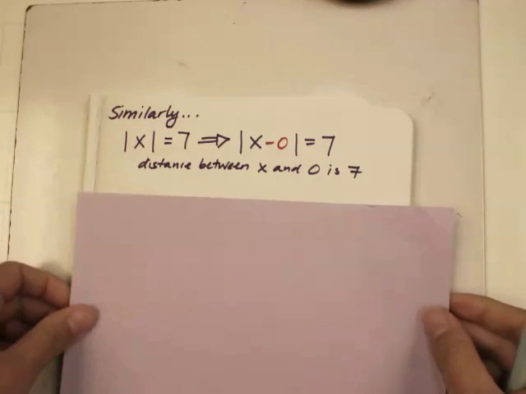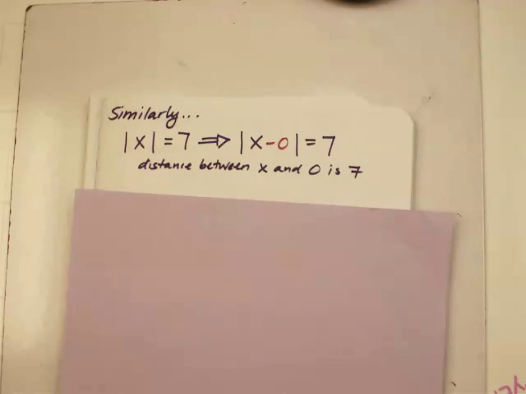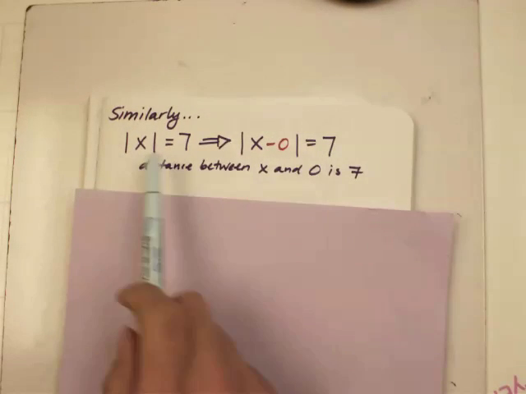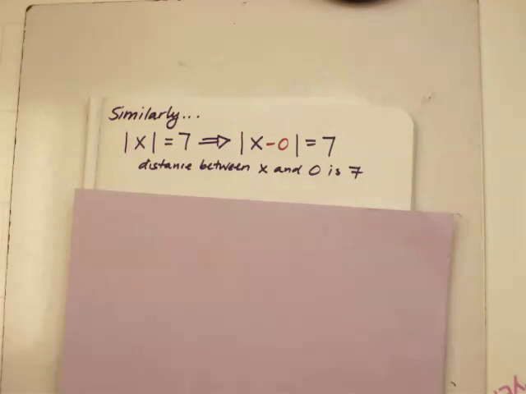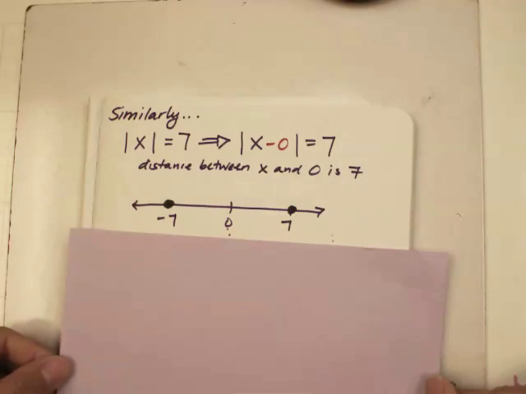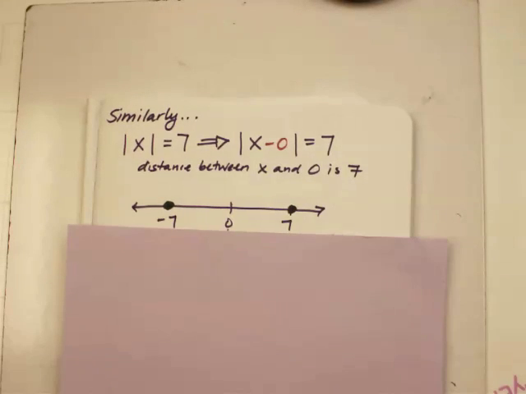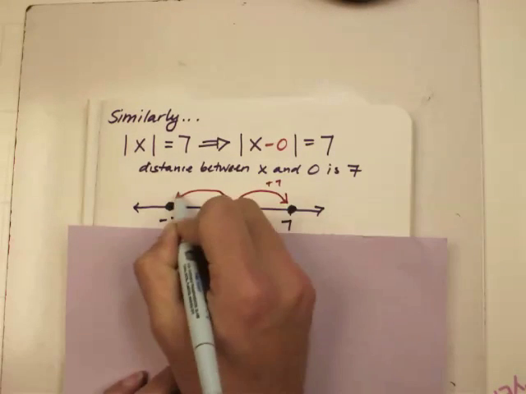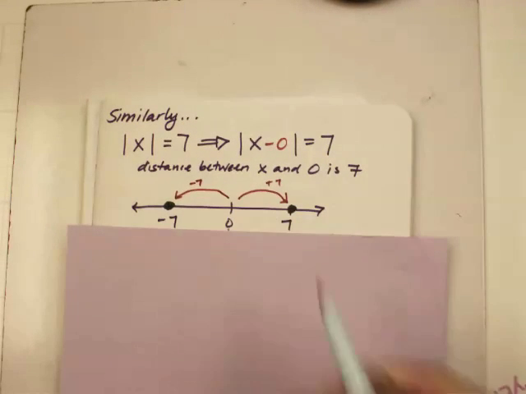Similarly, you might have an example like absolute value of x is 7. I'm going to rewrite that again: x minus 0. There's a number there, you just don't see it. Let's stick it in. So the distance between x and 0 is 7. If you were to draw that on a number line, x could be a positive 7 or negative 7. 7 steps to the right or 7 steps to the left.